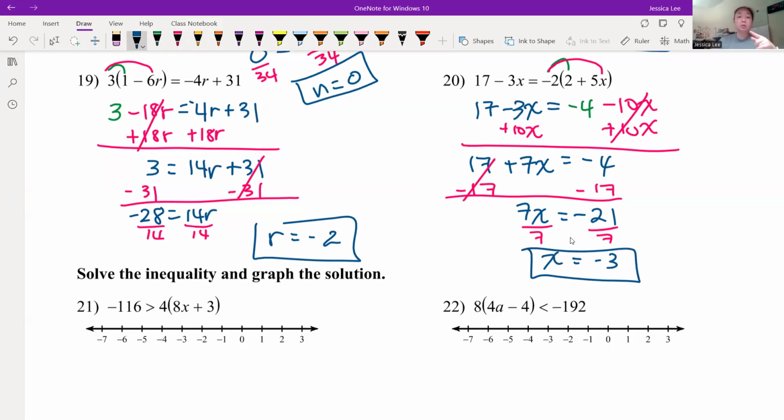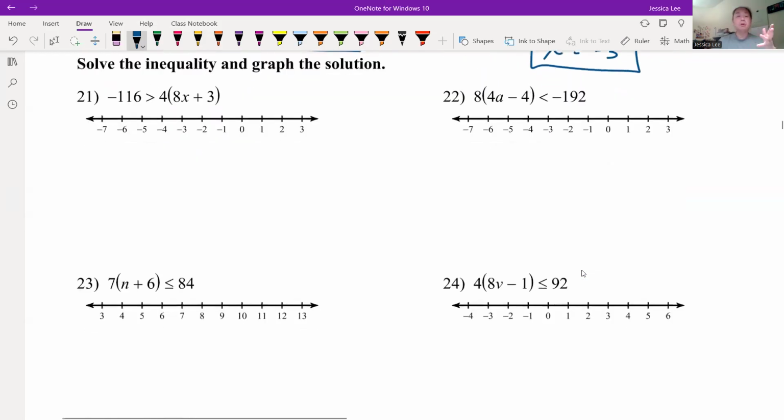Now we're going into inequalities. One variable inequalities. Do you know why it's called one variable inequalities? Because there's only one variable. All right, we're going to treat this just like we did the equations.